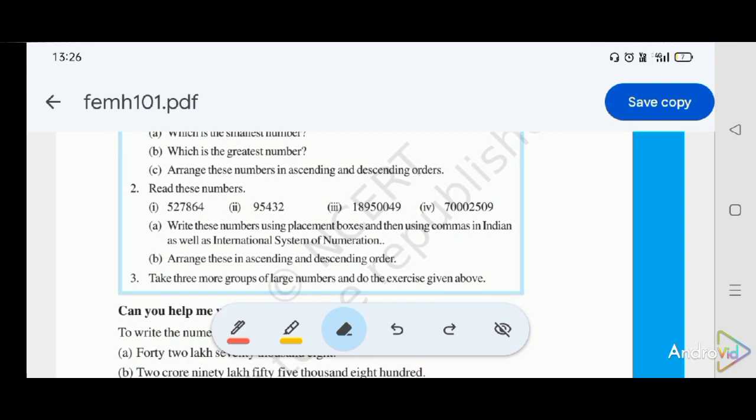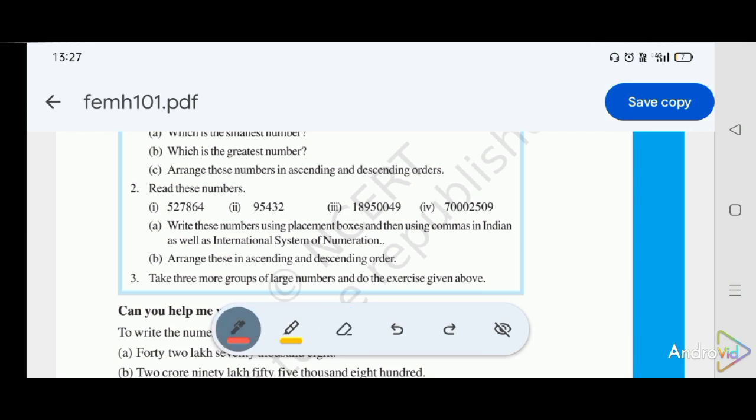Next question is, read these numbers, and after reading, write these numbers using placement boxes and then using commas in Indian as well as international system of numeration. Arrange these in ascending and descending order. And in the third question, take 3 more groups of large numbers and do the exercise given above. So the third question is given to you guys. Do it as an activity. I am doing the second question for you.